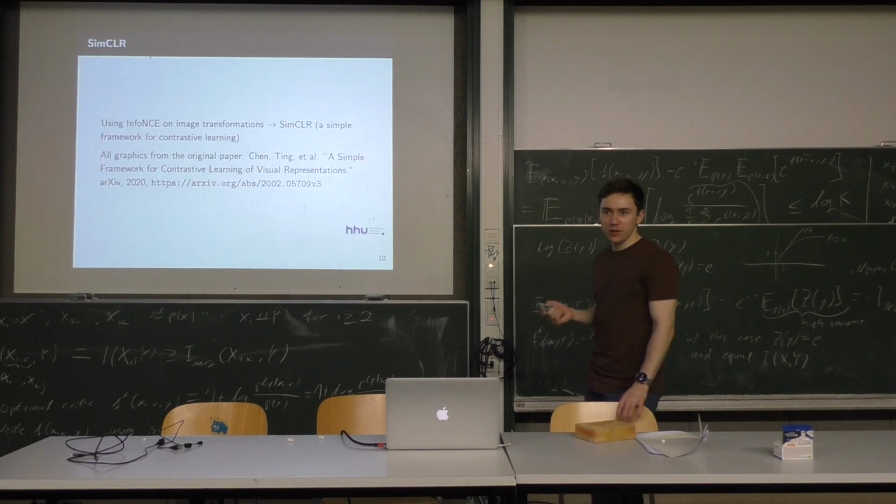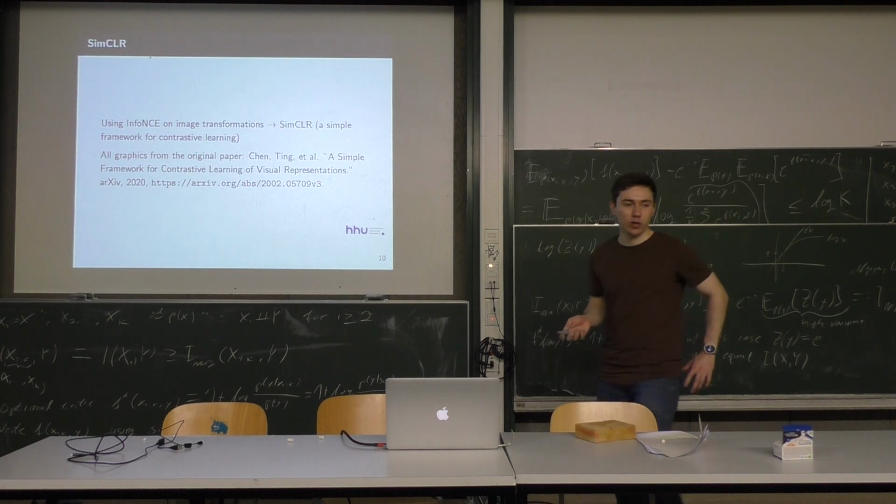So now we need to go to SimCLR, which was the first good use of this contrastive learning for representation learning on images. They were not the first to have done this, but the first to have done it in a somewhat nice way.